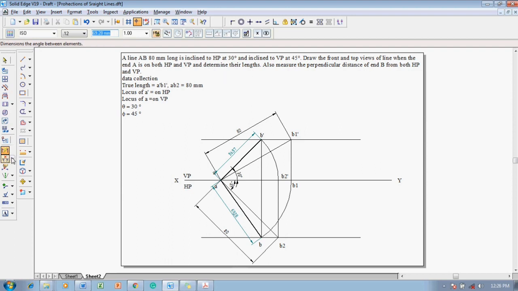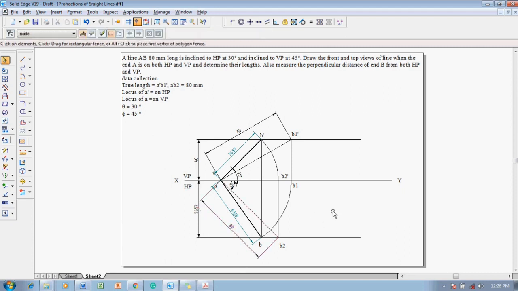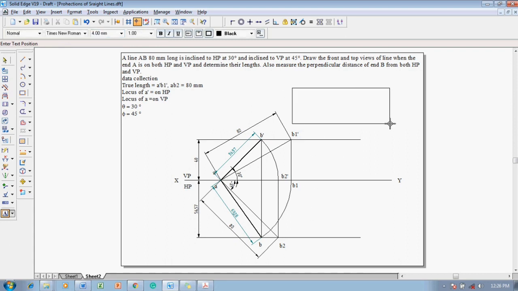How to measure that? Go to the smart dimension command. The distance of B dash from HP is this height. Next, in the same fashion, the distance of B2 to this line is nothing but this distance, that is VP. Next, these two dimensions must be measured and shown. Now, using the text command, let me form a text box anywhere on the screen wherever it is possible.